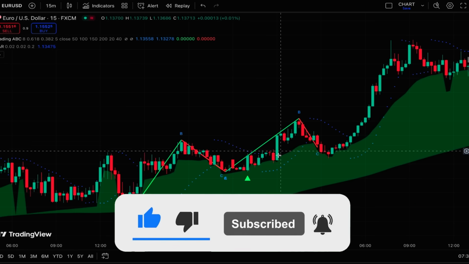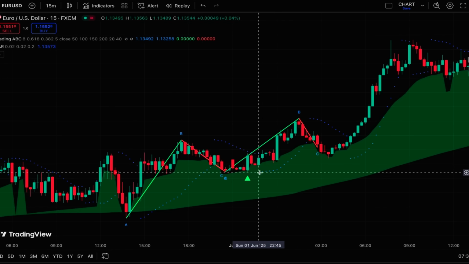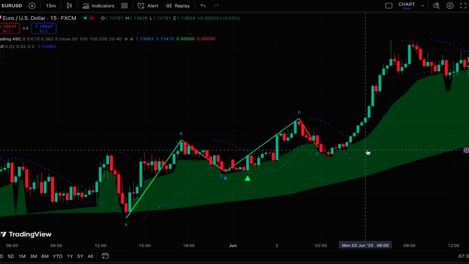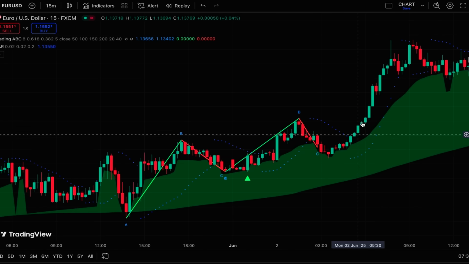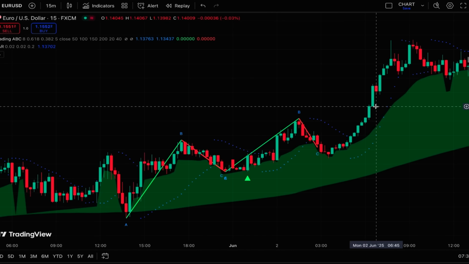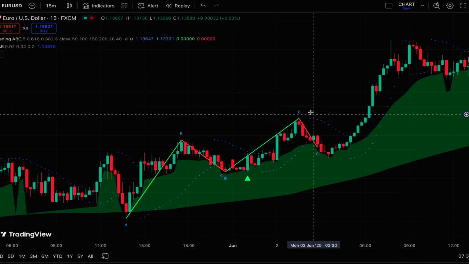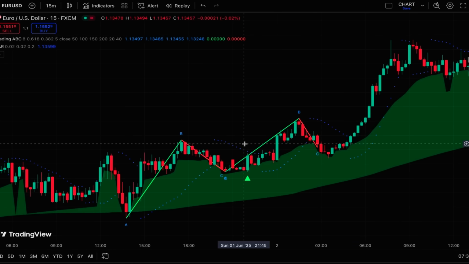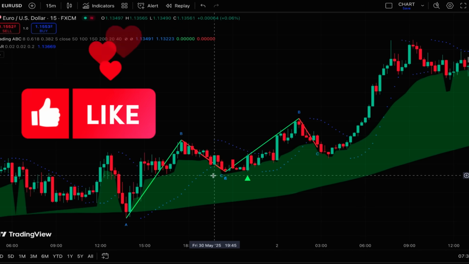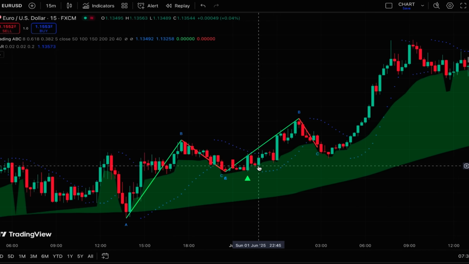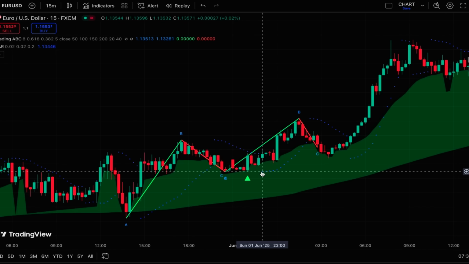In parabolic SAR, we have small dots, these blue dots that are added to the chart, and they will help us to know when there is a change in the momentum from upside to downside or from downside to upside. When the dots are below the price, it tells us that we have greater upside momentum, and when the dots are above the price, it tells us that we have greater downside momentum. So in ABC pattern, we should wait until we get the first dot below the price, and that is when we enter a long position.